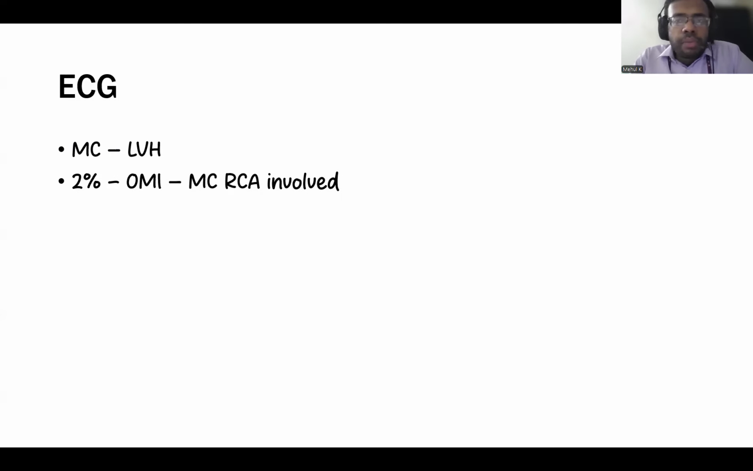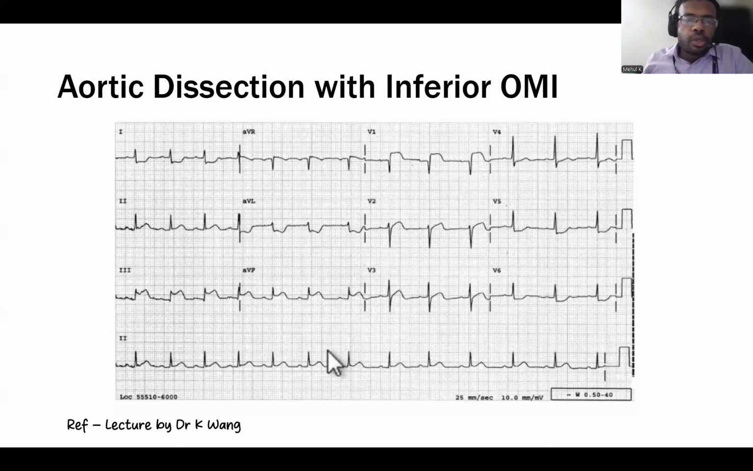ECG. The ECG, most of the time, is going to be non-specific. Most of these patients will have long-standing hypertension, so don't be surprised if you see LVH on the ECG. That is fine. 2% of these cases will actually present with an occlusion MI, and most commonly, it will involve your RCA. So this is a patient who had chest pain.